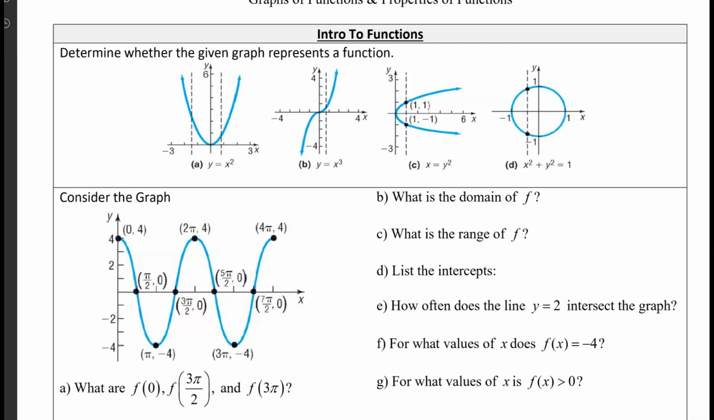So, is A, that quadratic, a function or not? It is a function. Thank you, Anna. Yes, you never touch that blue line in more than one spot. What about B? Is part B a function? Yes, again, that's a cubic function. You never touch it in more than one spot.